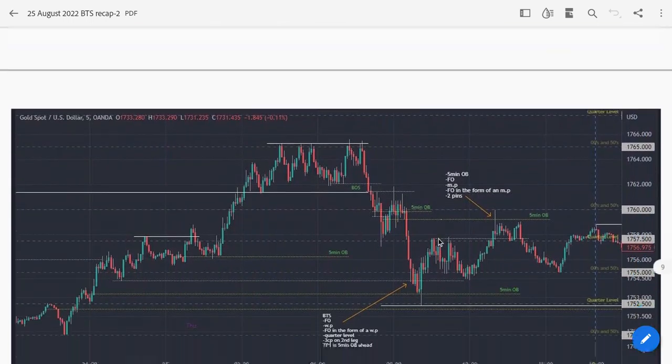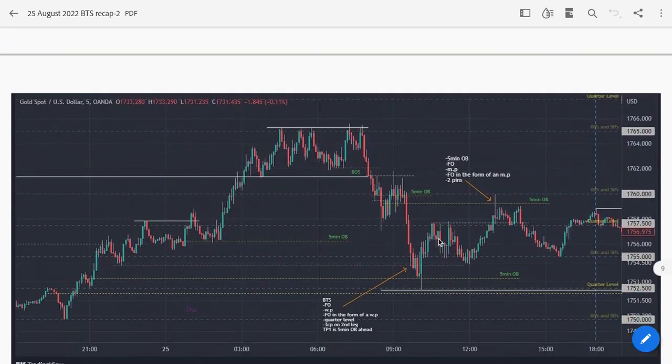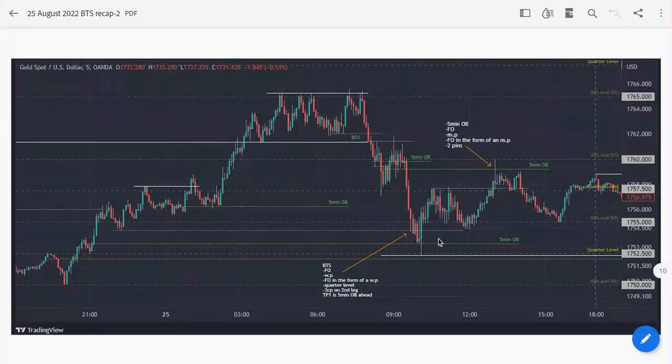Now, if you recall, I did mention I will explain to you why I took this trade based on the 5-minute time frame. As you can see here, price tapped the 5-minute order block. That's our first confirmation. Second confirmation is price went above this resistance and closed back under it, making a fake out.